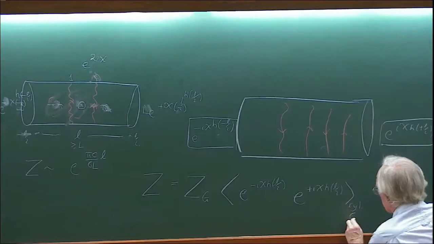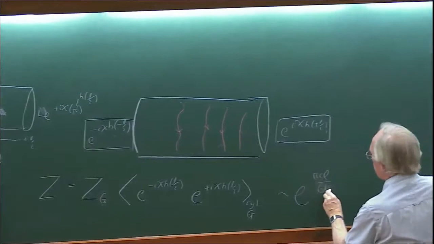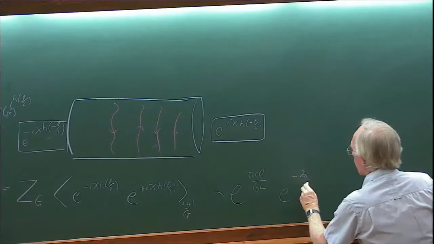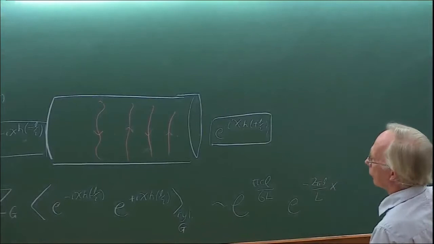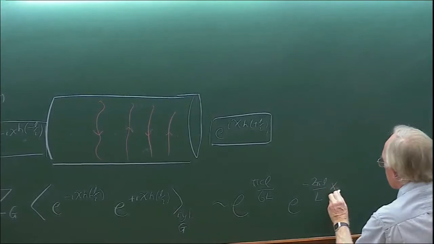So we know how to actually do that. The Gaussian CG is going to go like this with c equals 1, so e to the pi c L over 6L, and then we get e to the minus 2 pi over L times x of q, and this particular q corresponds to having a charge q equals chi.